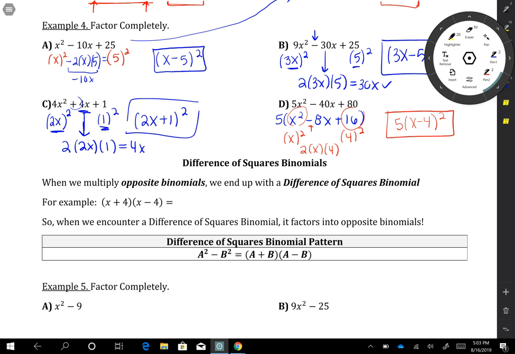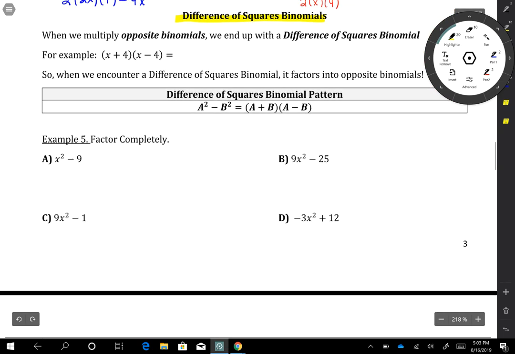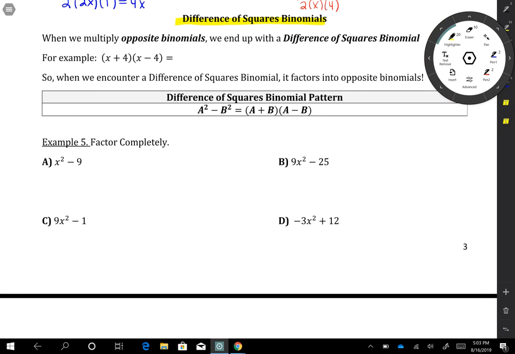Now, here's our second special case. It's called a difference of squares binomial. So this is 2 terms, and it is exactly what it sounds like, a difference of squares. You know, difference is when you subtract. So when we multiply opposite binomials, we end up with difference of squares binomials. So for example, x plus 4 times x minus 4. I call these opposite binomials because they're like the same thing, but one's addition, one's subtraction.